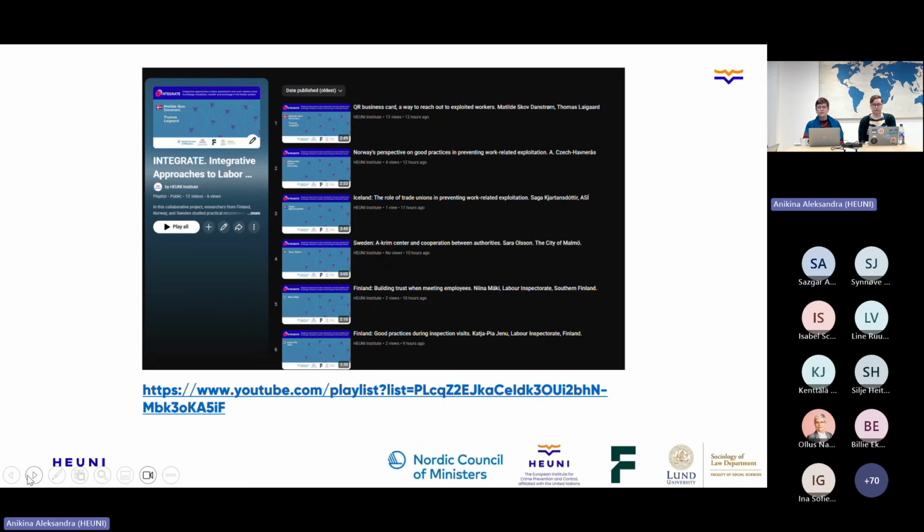We have good practices from Denmark with Mathilde and Thomas from the Center Against Human Trafficking in Denmark. And we then have Alexandra from Norway talking about good practices in preventing work-related crime. We have Saga from the trade union in Iceland talking about the role of trade unions in preventing work-related exploitation. We then have Sara from the city of Malmö talking about the Swedish ACRIM cooperation against labor exploitation and work-related crime.